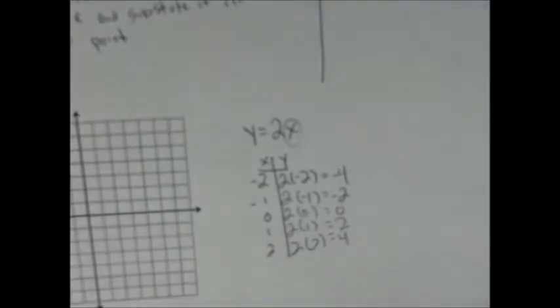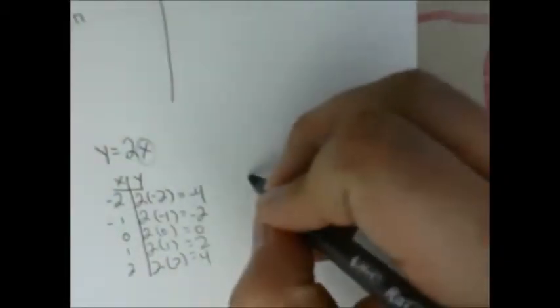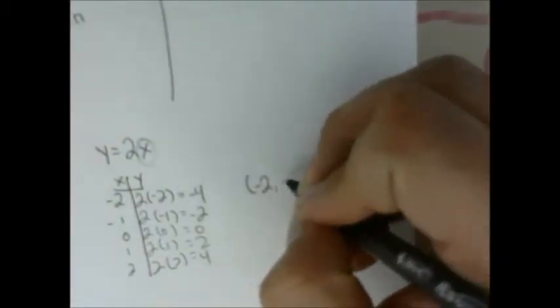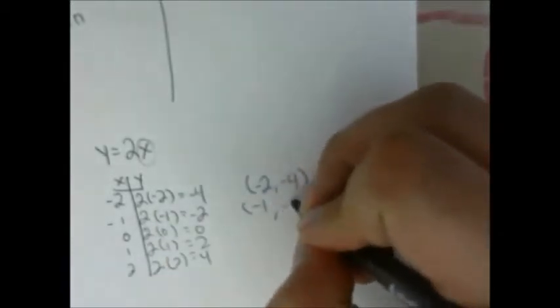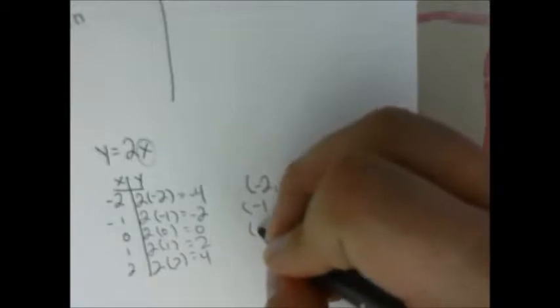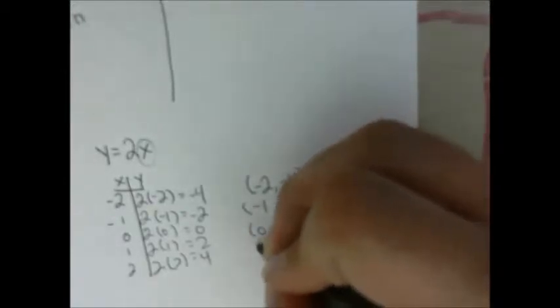Okay, so now you're given points. Alright, this is your first point, -2, -4. So you technically have -2, -4 as 1 point. -1, -2 is another point. 0, 0 is another point. 1, 2 is another point. And finally, 2, 4 is another point. So you have all these points right here. What we're going to do is plot these one by one onto this graph.